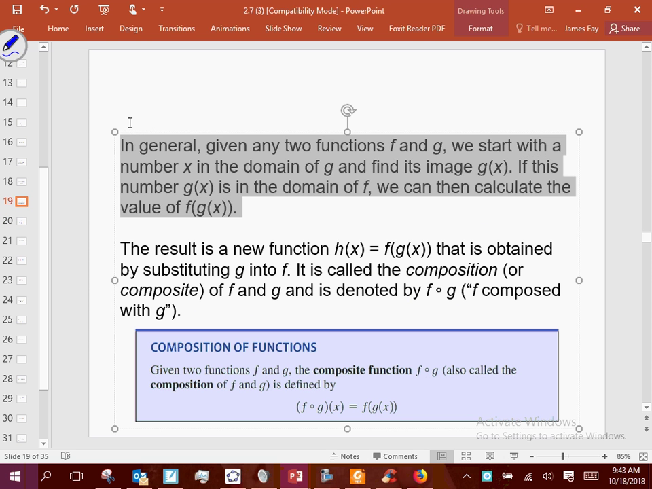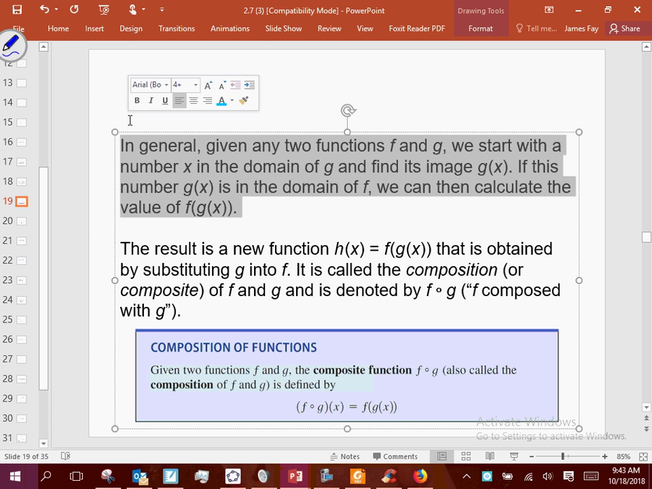This here is the explanation of the domains that I said. It's kind of hard, I think, to analyze this in general, given any two functions f and g. We start with a number x in the domain of g. So that means we have to look at g, the inside function, okay? And the x values that we choose have to be defined for that, or we're not going to be able to get an output, okay? So it says we start with a number x in the domain of g and find its image g of x. Its image is just its output, another way of saying that. So if this number g of x is in the domain of f, we can then calculate the value of f. We can then run that through f, okay?